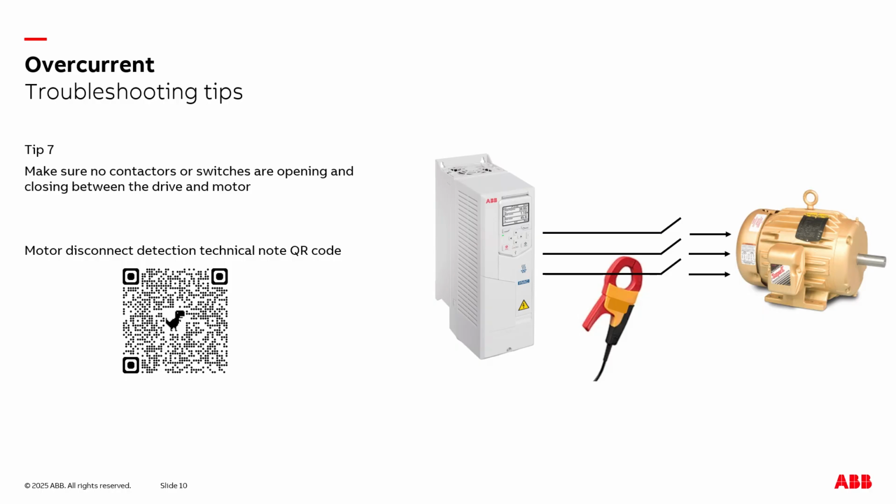One of the benefits of an ABB ACH580 drive is that you have what's called motor disconnect detection. So if someone is opening and closing a service switch without turning off the drive, we can prevent an overcurrent trip with an ABB drive by enabling motor disconnect detection. Otherwise, you'll just have to make sure you turn the drive off prior to opening and closing the service switch between the drive and the motor to prevent an overcurrent fault.